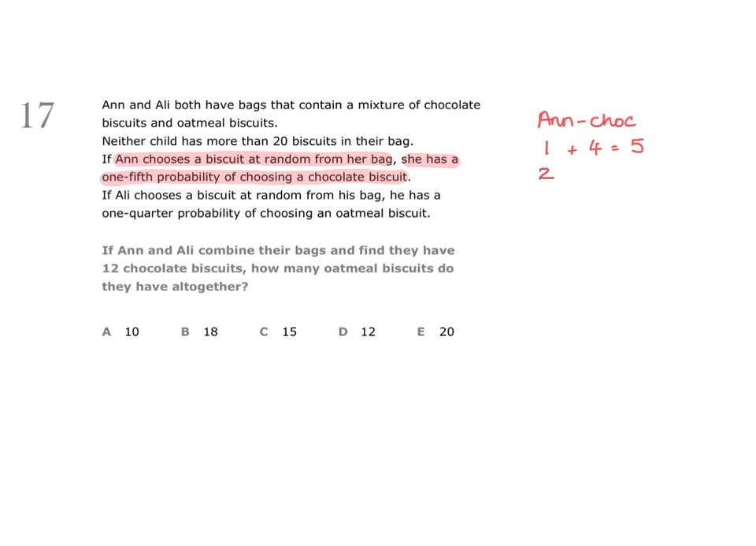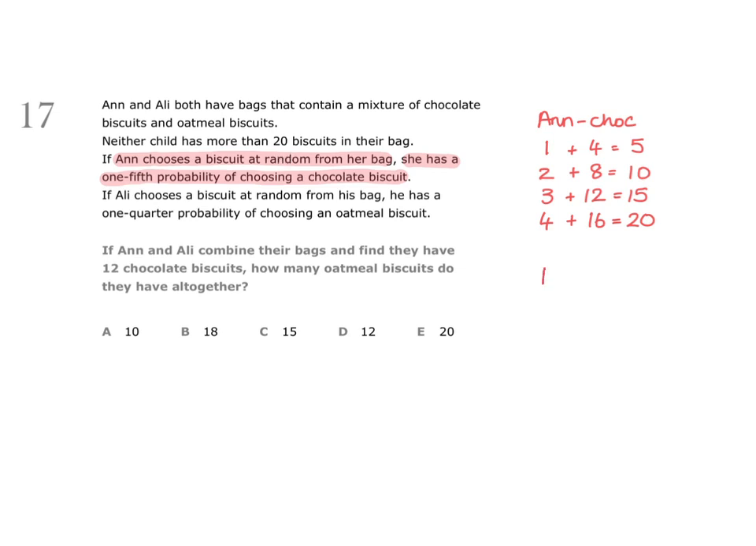Or she might have 2 chocolate biscuits, and that would mean she'd have 8 oatmeal biscuits, a total of 10 biscuits altogether. She could have 3 chocolate biscuits, and that would mean she'd have 12 oatmeal biscuits. 3 plus 12 makes 15, but 3 out of 15 is still 1/5. She could also have 4 chocolate biscuits, meaning she'd have 16 oatmeal. This is 20 biscuits in total, and we know that neither child has more than 20 biscuits.